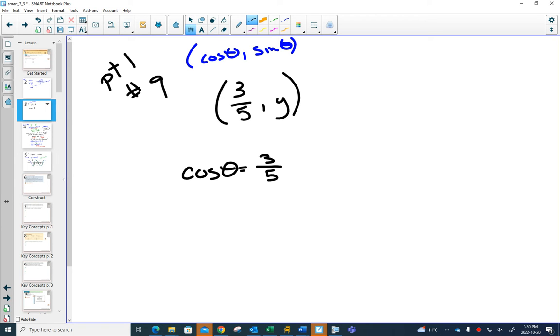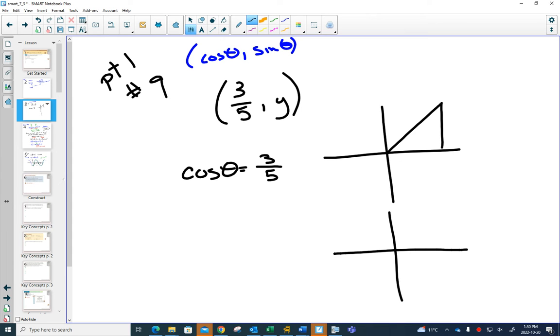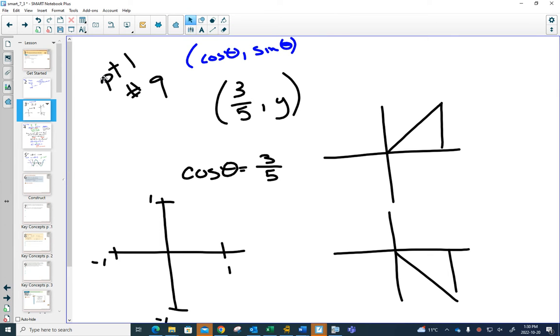If you know that cos of theta is equal to 3/5, you can draw a triangle. The triangle would be where? Either in quadrant 1 or in quadrant 4, because cos is positive in quadrant 1 and quadrant 4. Which kind of makes sense, because if I draw a unit circle right here, and I know that the x coordinate was 3/5, it could have either been up there, or it could have been down there. Because that would be an x coordinate of 3/5 on my unit circle.